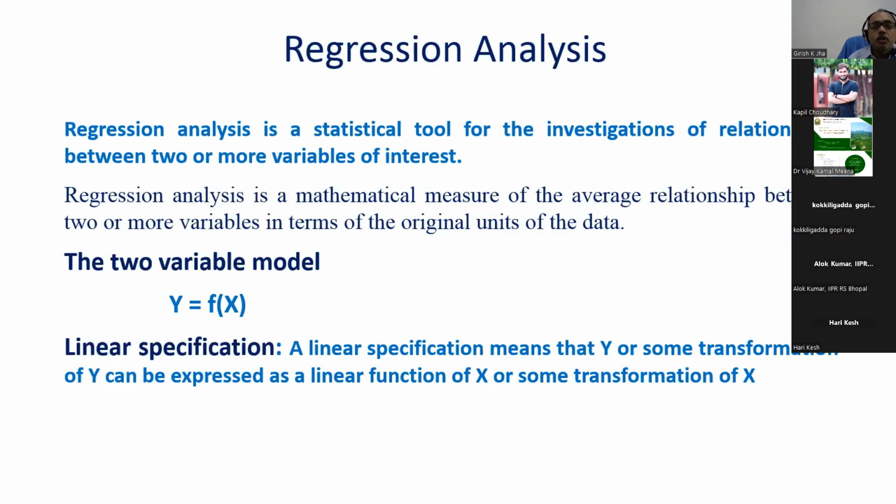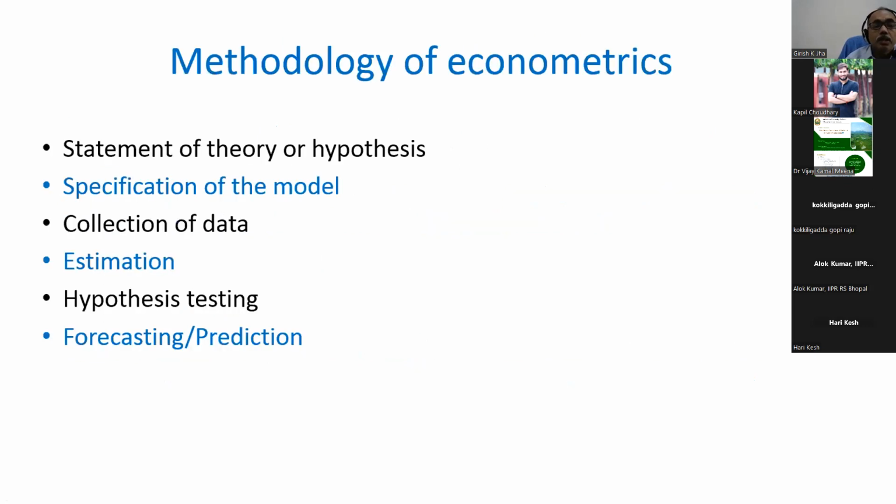So it is simply a mathematical measure of the average relationship between two or more variables. You can have only one x, you can have more than one x. And then we generally try to talk of a linear relationship, or a non-linear relationship. Those things are there.